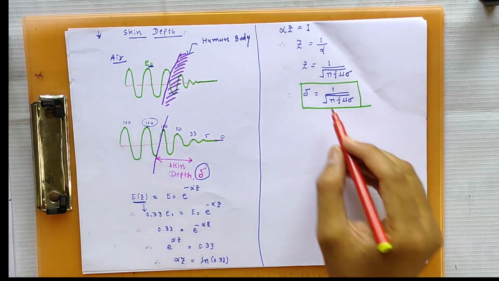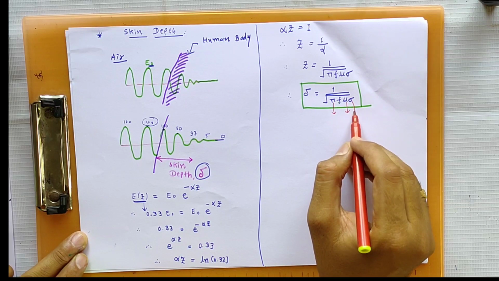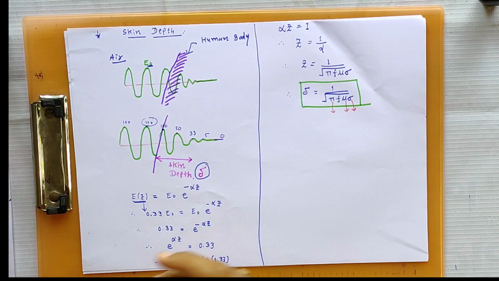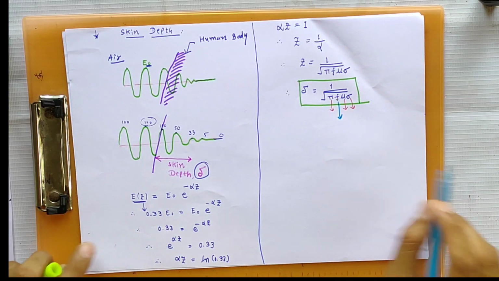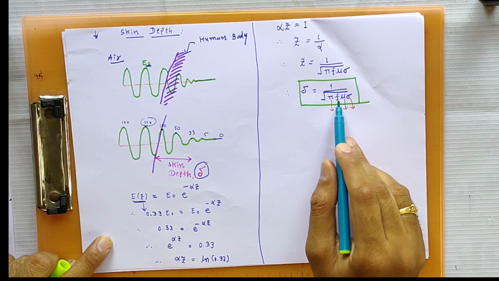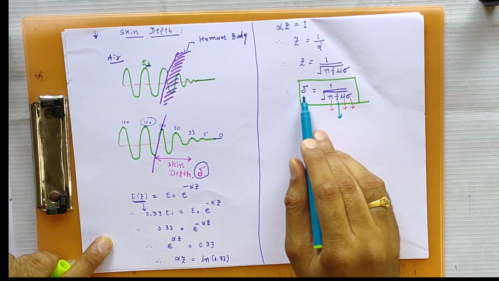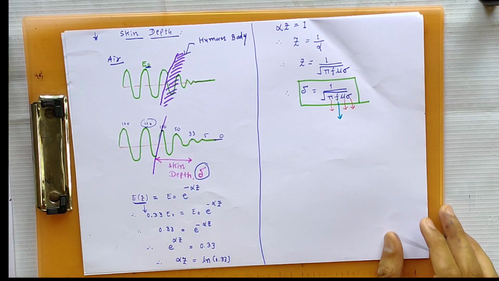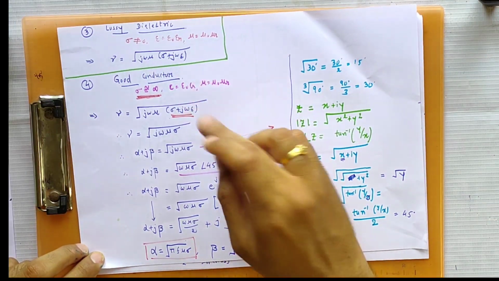So you cannot change the value of pi. You cannot change the value of mu. You cannot change the value of sigma because it is a property of the medium. So we always have to change the frequency of our electromagnetic wave. If the frequency is low, the skin depth is higher, and for high frequency, the skin depth is minimized. Clear? So we have to write this topic: skin depth in electromagnetic wave propagation in a good conductor.